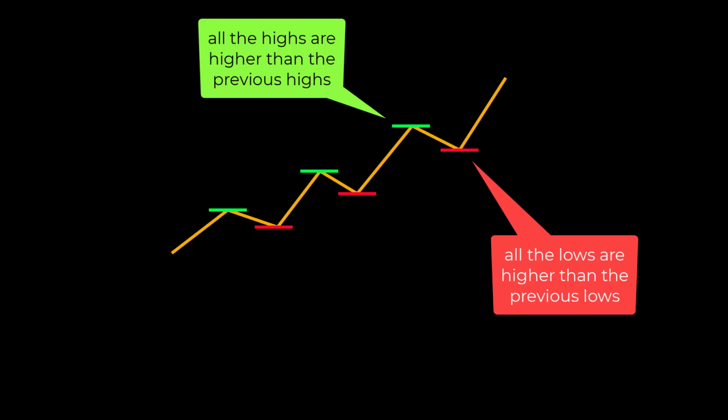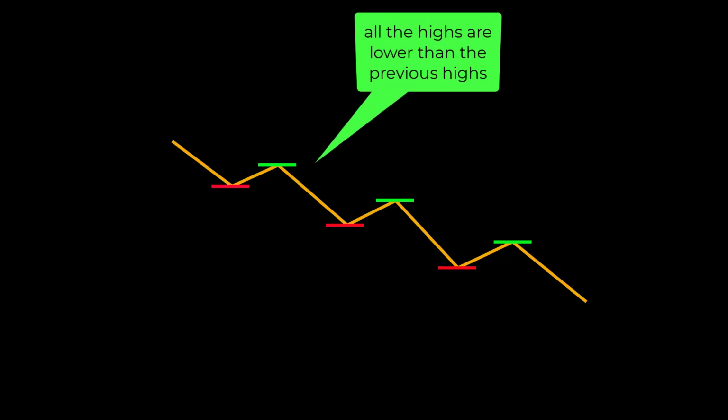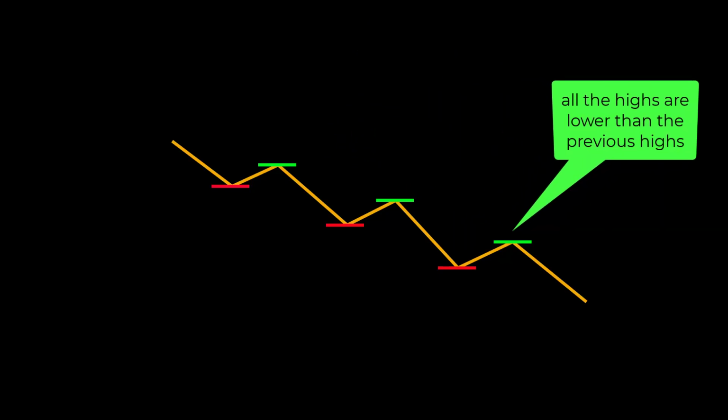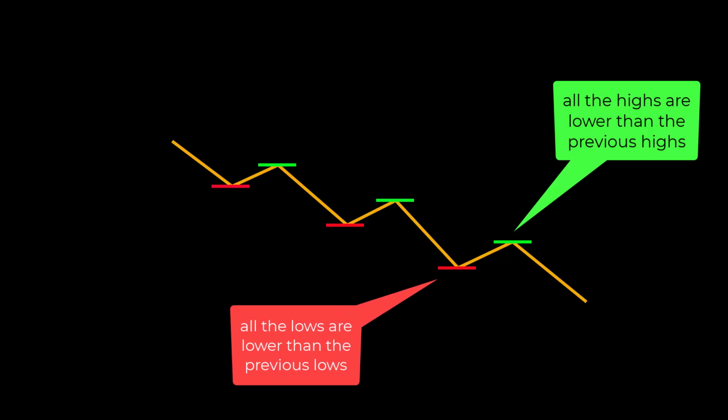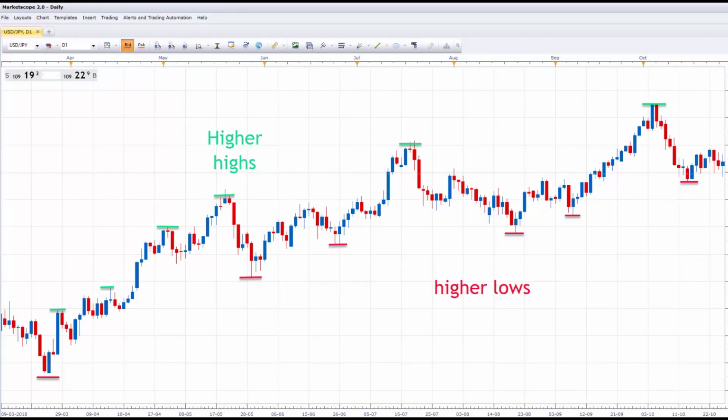Similarly, in this case, the price moves down and then pulls back. Then again it starts going down and breaks the previous low, thus making a new recent low. Even in this case, the highs are lower than the previous highs and all the lows are lower than the previous lows. Let's take a look at the US dollar JPY daily chart.